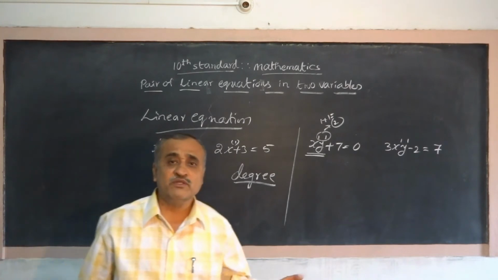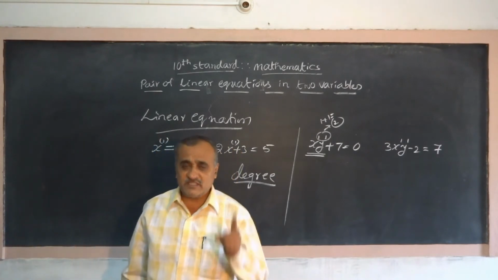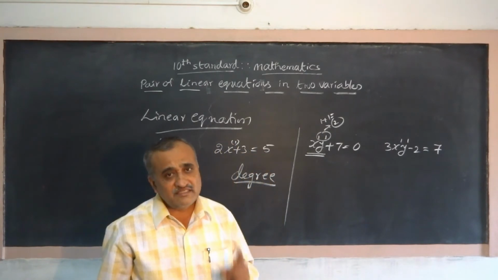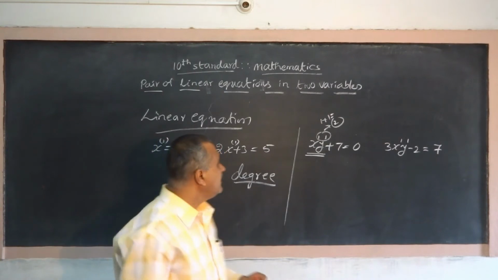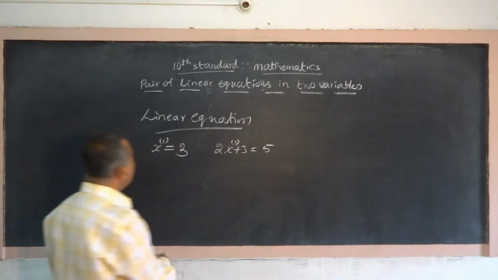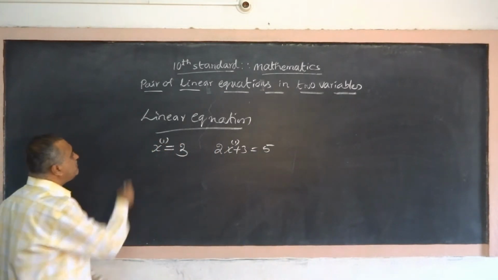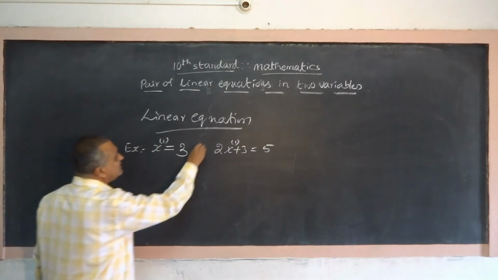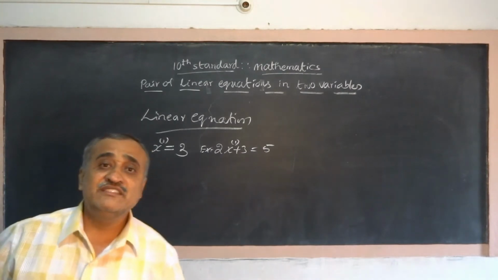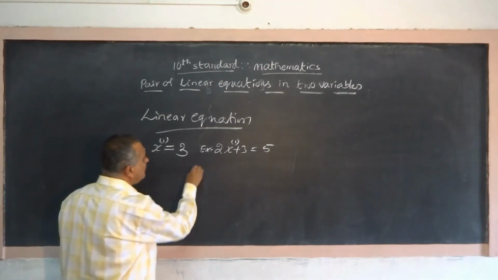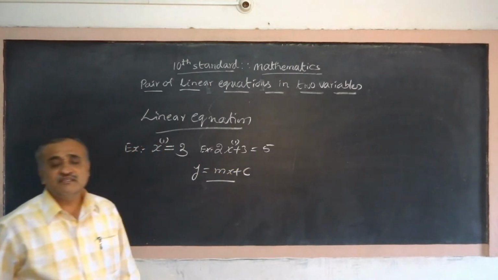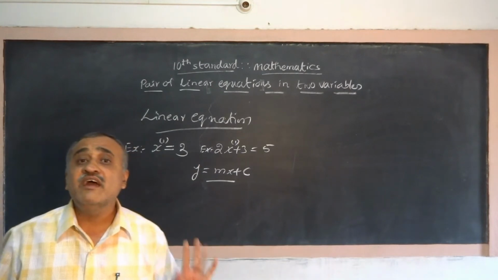If the highest degree of the variable is 1, then such an equation we call a linear equation. So these are all linear equations. This is an example of the numerical. What is the general form of a linear equation? The general form of a linear equation is y equals mx plus c. This is the general form of a linear equation.